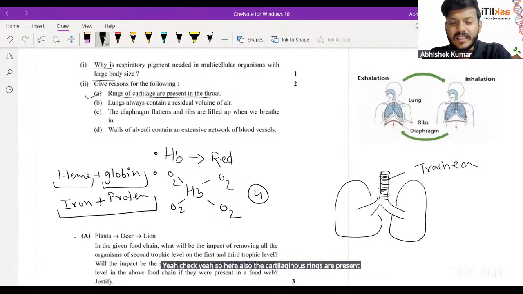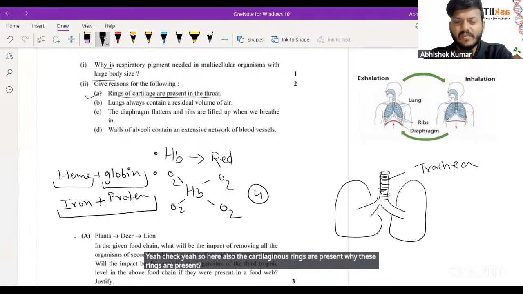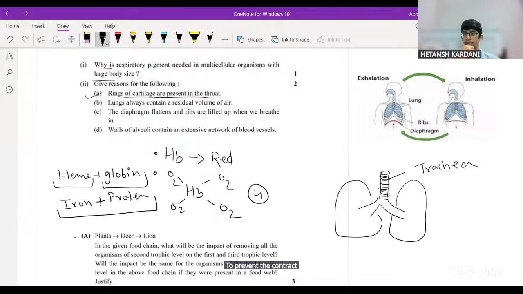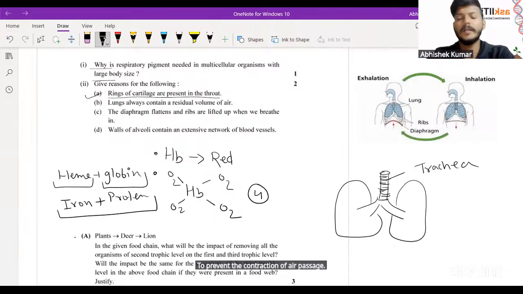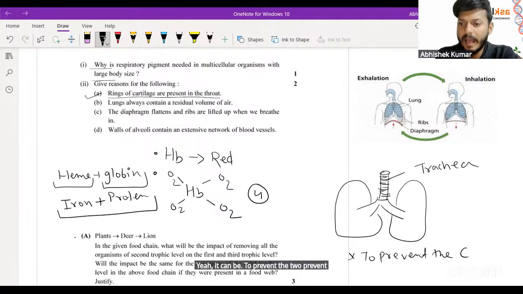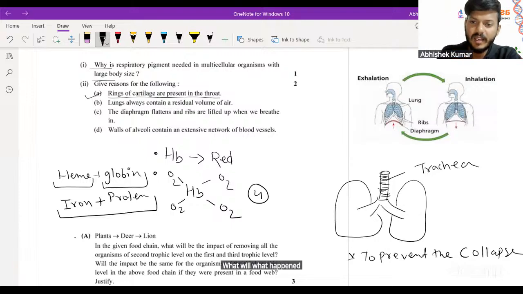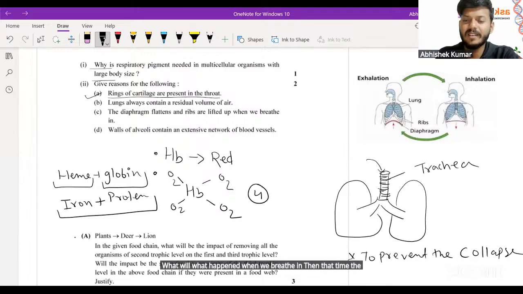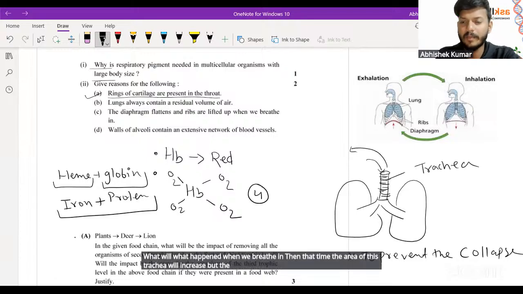Why are these rings present? To prevent the contraction of the air passage. Yeah, to prevent the collapse. What happens when we breathe in? At that time the area of this trachea will increase, but when we breathe out, what happens? It will try to shrink. So at that time, this C-shaped cartilage will help the trachea not to shrink, not to collapse.